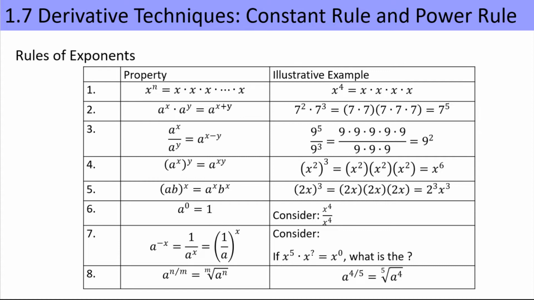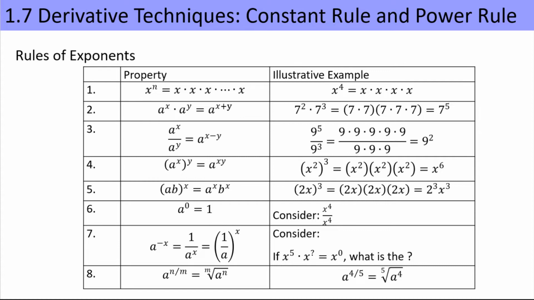Rule number 2. A to the power of x times a to the power of y is equal to a to the power of the sum of x plus y. Consider the example, 7 squared times 7 cubed. 7 squared means 7 times 7. 7 cubed means 7 times 7 times 7. Notice that there are 5, and that product is equal to 7 to the 5th, which we could have just as easily gotten by adding the powers.